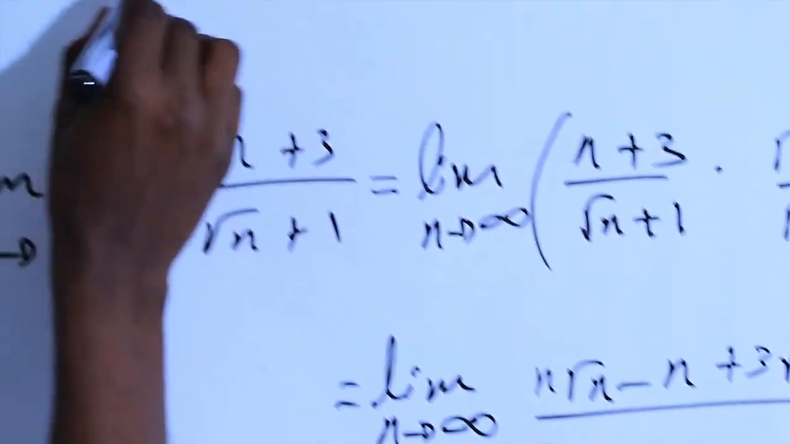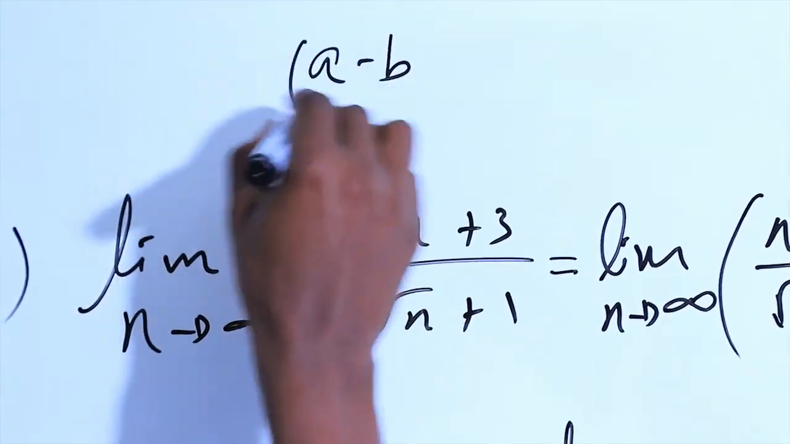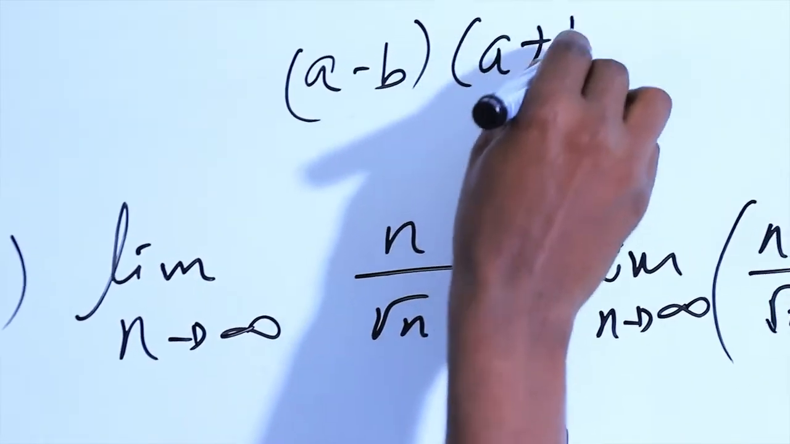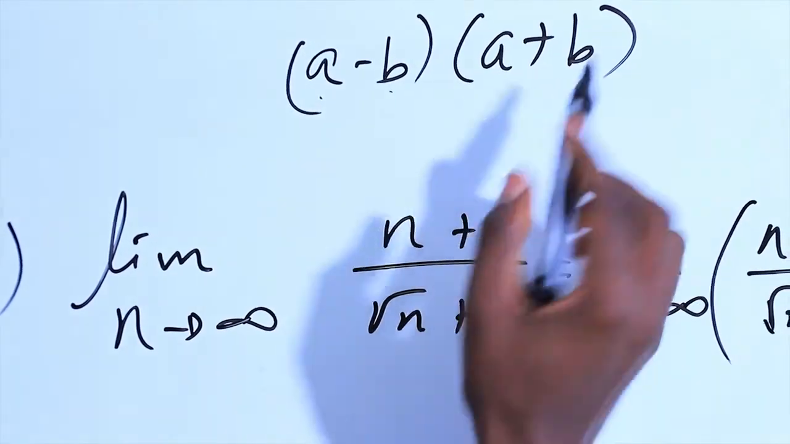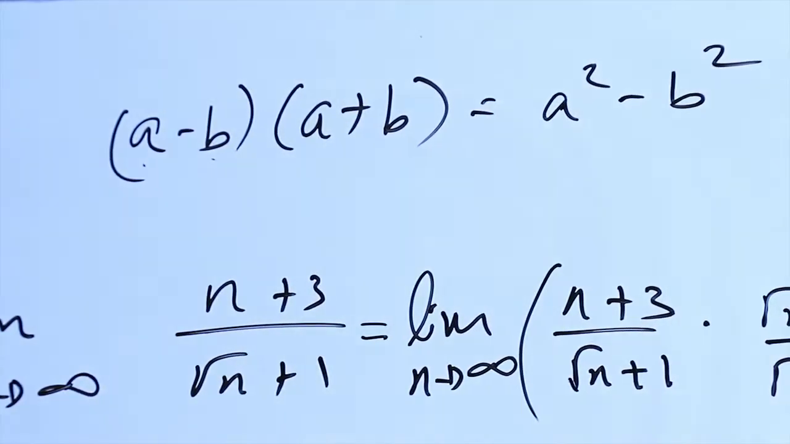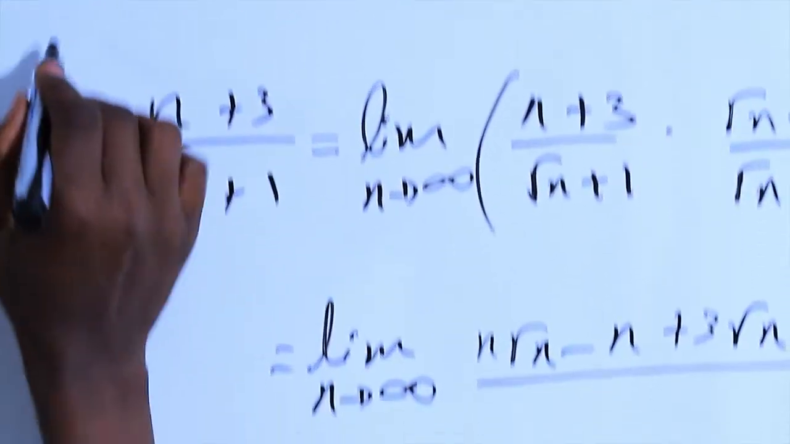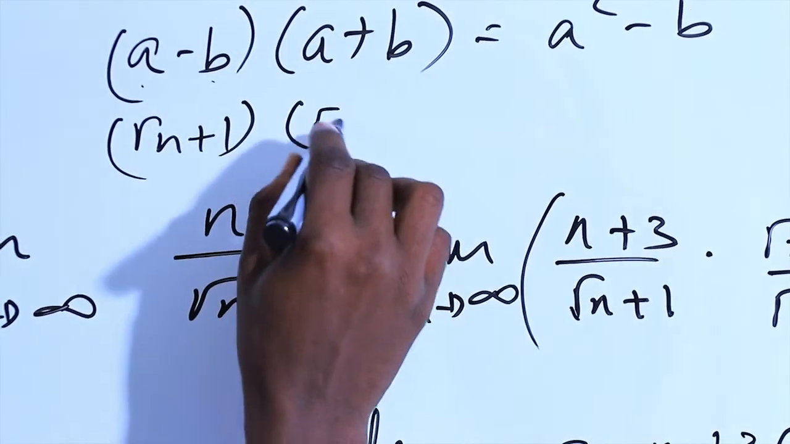So you have to recall, let's say (a minus b) times (a plus b). This is a minus b and this is a plus b. The product is simply a square minus b square. In the same fashion here, we have radical n plus 1 times radical n minus 1.